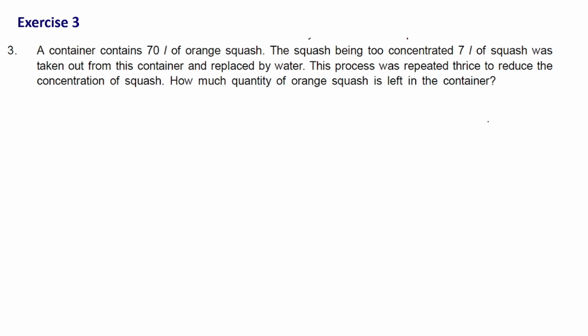So here we have to use the formula x into 1 minus y by x the whole raised to n. So here the original liquid is 70 liters, which means x is equal to 70 liters, and 7 liters of the squash is taken out and replaced by water. So y is 7 liters. And this process was repeated thrice. It means n is equal to 3.